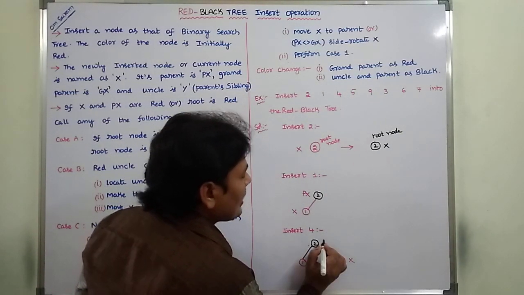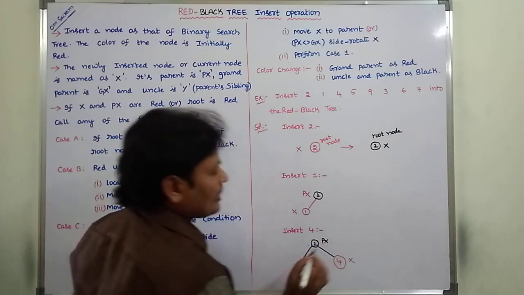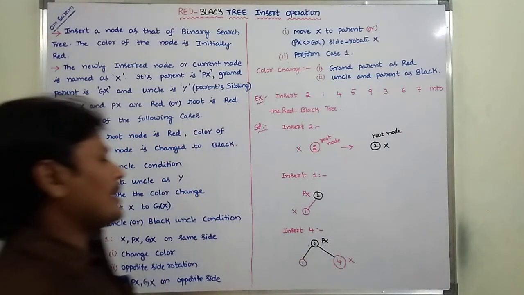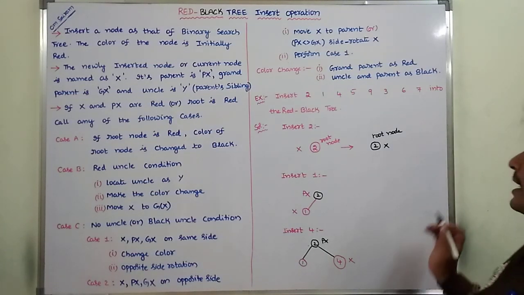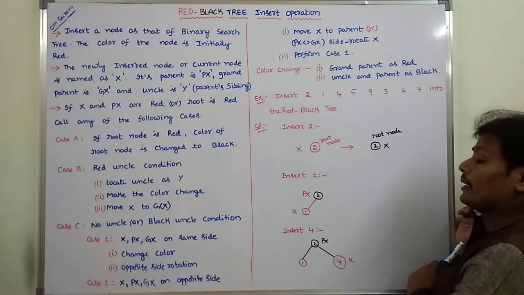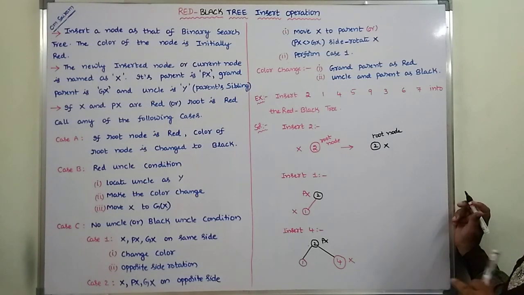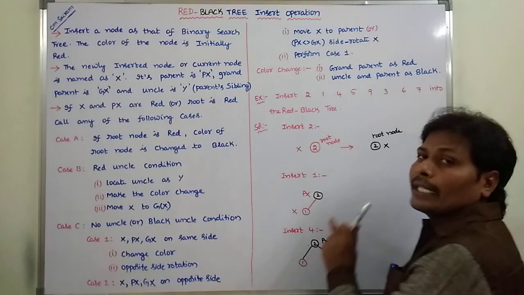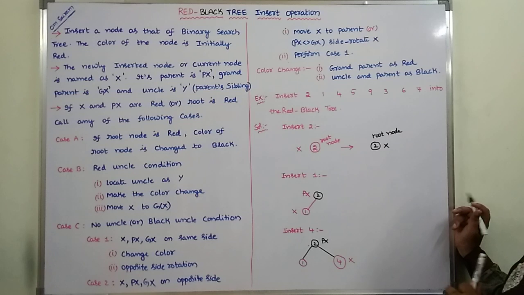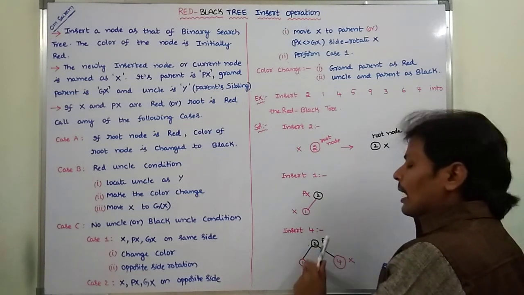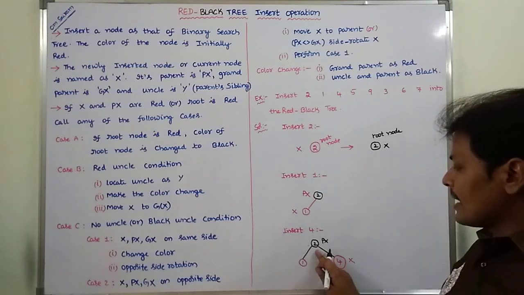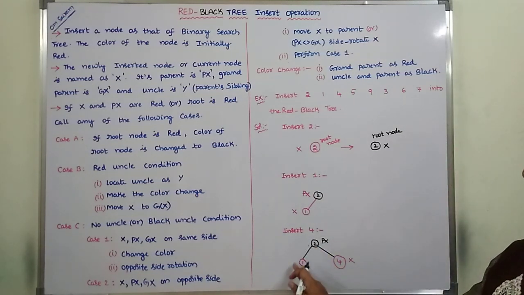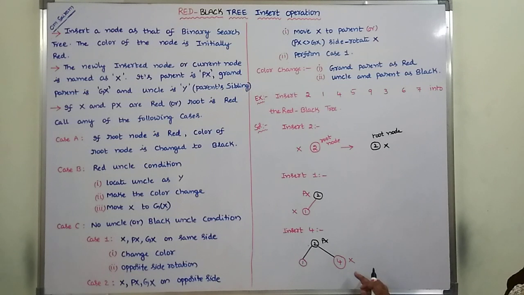So now this is x, its parent is px. Now, is this a red black tree or not? For checking, first, the root node is a black node. Second condition: in a particular path there are no consecutive red nodes. So consider this path, there are no consecutive red nodes. Consider this path, there are no consecutive red nodes.